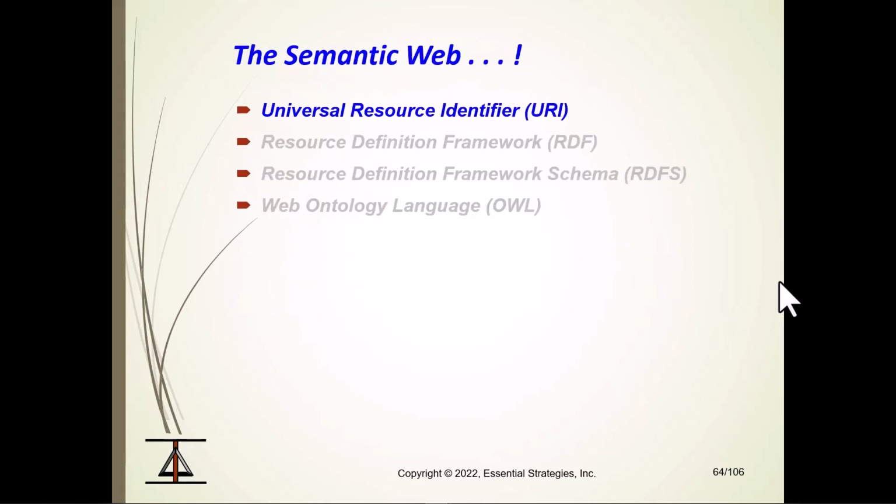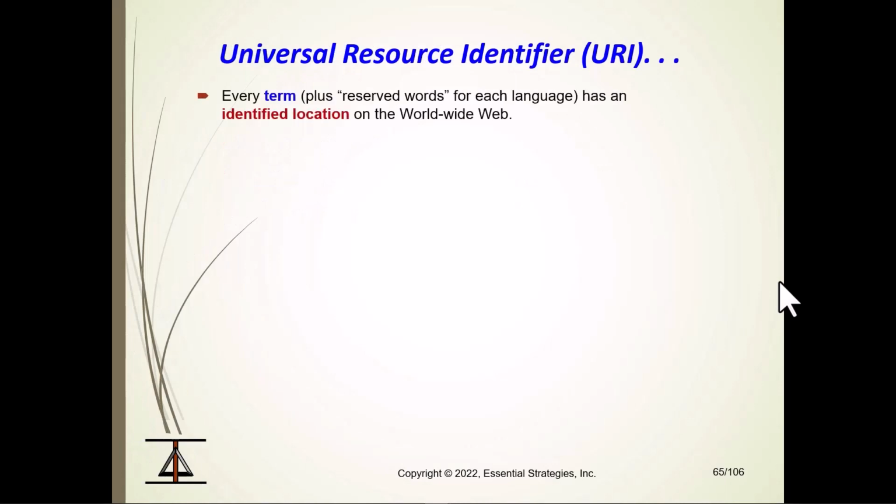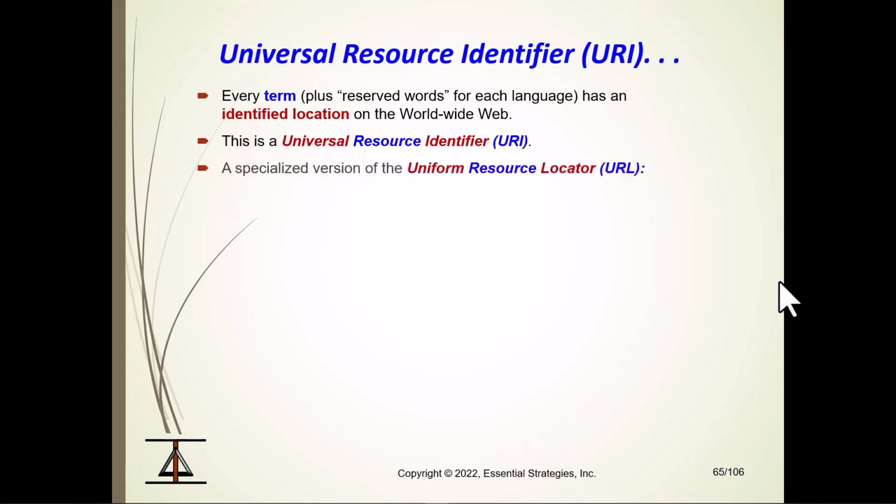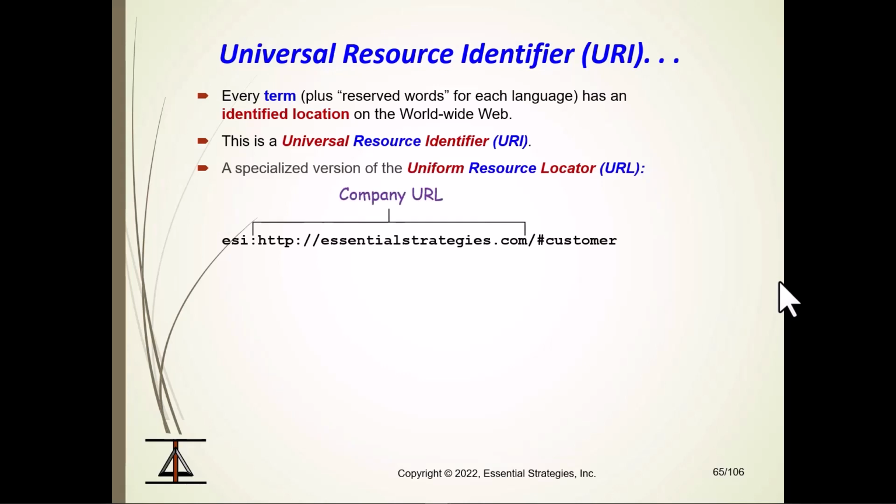The Universal Resource Identifier. As we said, every term plus reserved words for each language has an identified location on the World Wide Web. This is called the URI, or Universal Resource Identifier. That sounds suspiciously like a uniform resource locator, and indeed it is. It consists of a URL. For example, here was my URL for my website, which is to say http essentialstrategies.com. What we're going to add to that, however, is a term that I wish to define on my website. So this is a specific term that is in the context of my website.